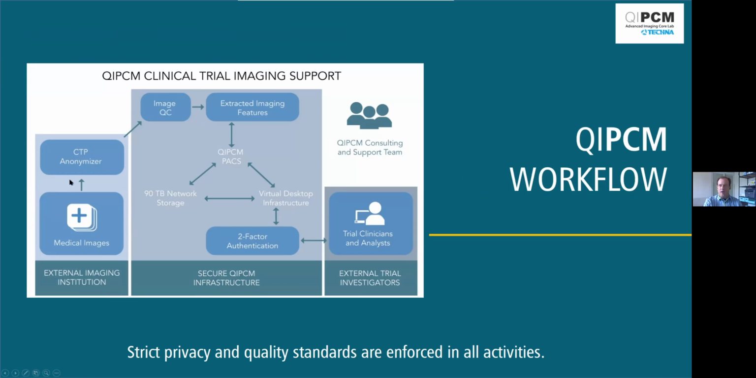On the left, you have the remote institutions scanning patients and then sending their images into QiPCM via the QiPCM CTP pipeline. Those images are anonymized before they leave the site, and then they come into our image QC holding area, where they're reviewed for adherence to trial protocol, as well as confirm any PHI hasn't inadvertently made it through. These images are then stored on our QiPCM PACS, where they're segregated by trial.